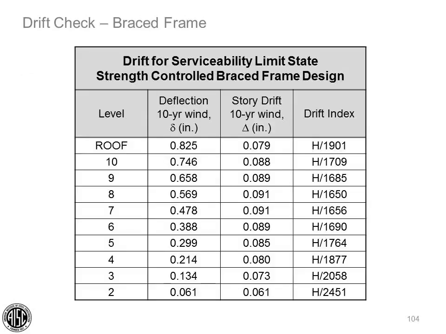Here are the brace frame drifts and story drifts for a 10-year wind. Again, these are the unreduced stiffness properties. For brace frames, the drifts are well within the desired limits.